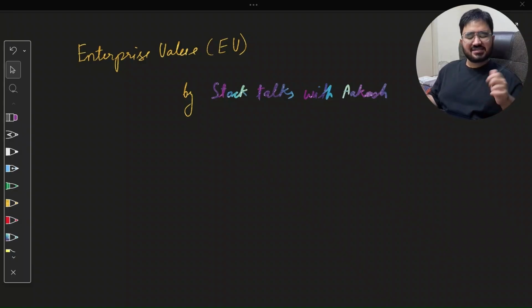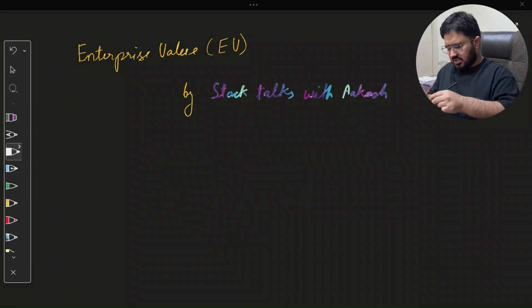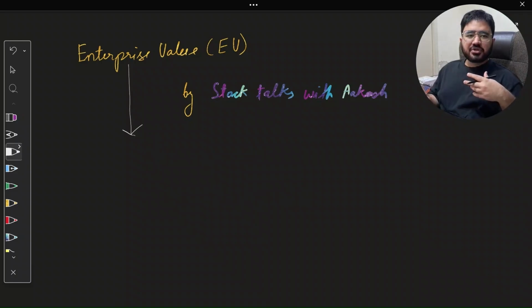So, let's get started. So, what is enterprise value? Theoretically speaking, it is the value that you have to pay to buy that company entirely. Okay, so how is it different from market capitalization? In market capitalization, you pay for each and every share and you buy all of that. However, when you buy a company, its debt is also yours. So you have to pay that too. That is added in the enterprise value.